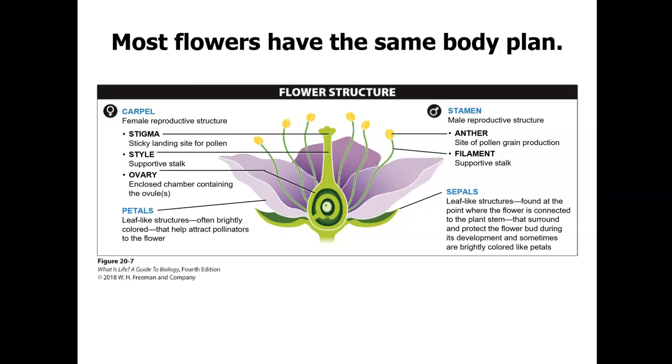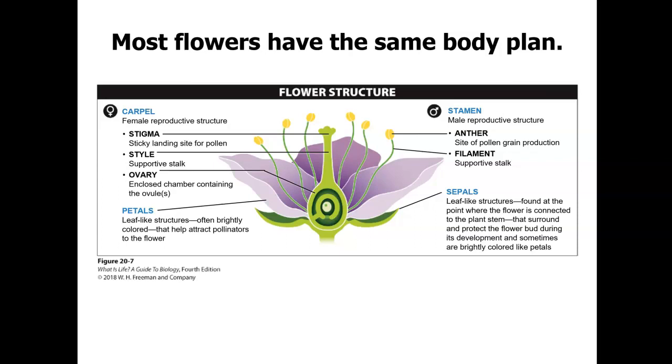Coming on over to the male section, you're going to see the stamen, and it's the male reproductive structure, and it consists of the anther, that's the site of pollen grain production, and it sits on top of the filament, which is going to be the supportive stalk.